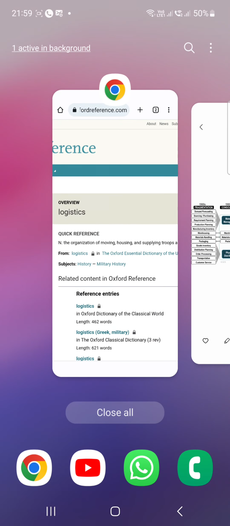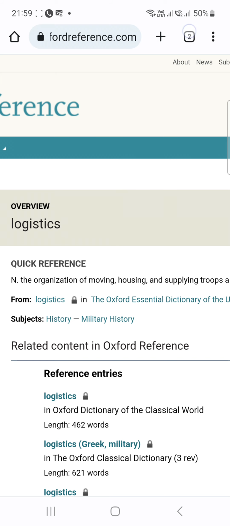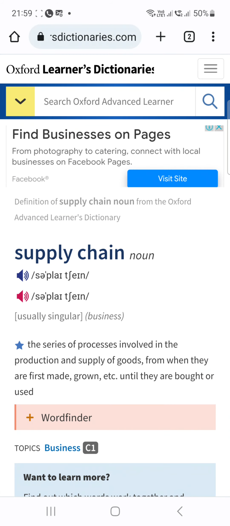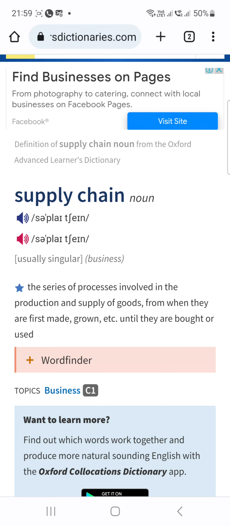If I take you to the Google meaning of what is supply chain, then it talks about production and supply of goods from when they are first made or grown until they are bought or used. So it is a process from raw material procurement till the delivery of the goods. It includes many more scopes, but it simply says in this statement that from the raw material till the delivery of the goods, whatever activities are involved, these integrated activities are called a supply chain.